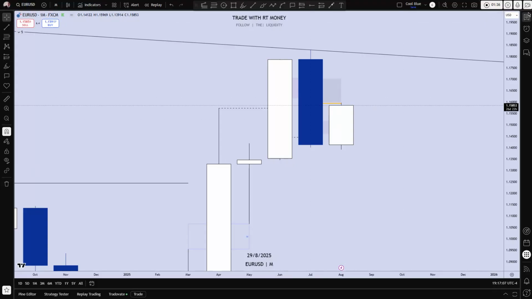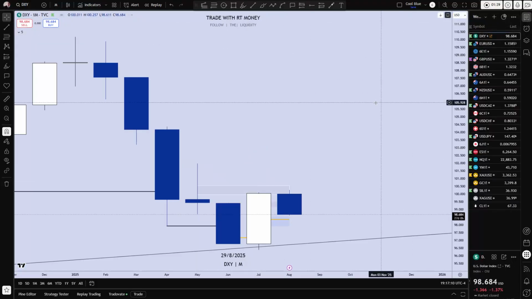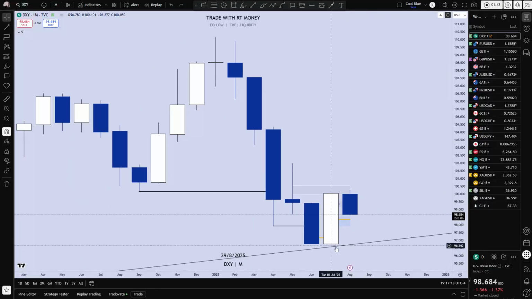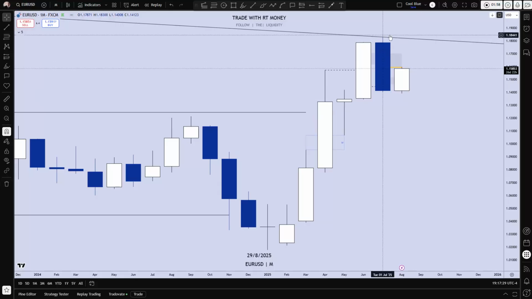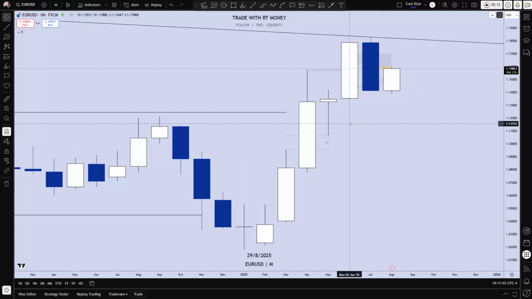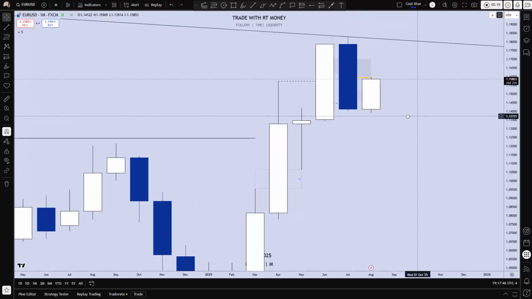All right. Let me show you what the Dixie did. We did push hard, but the high and the low of June's candle were taken by a bullish engulfer. We don't see the same situation, the mirror image, in the Euro USD. It did sweep the high, but it did not take that low. Doesn't mean it won't take the low.